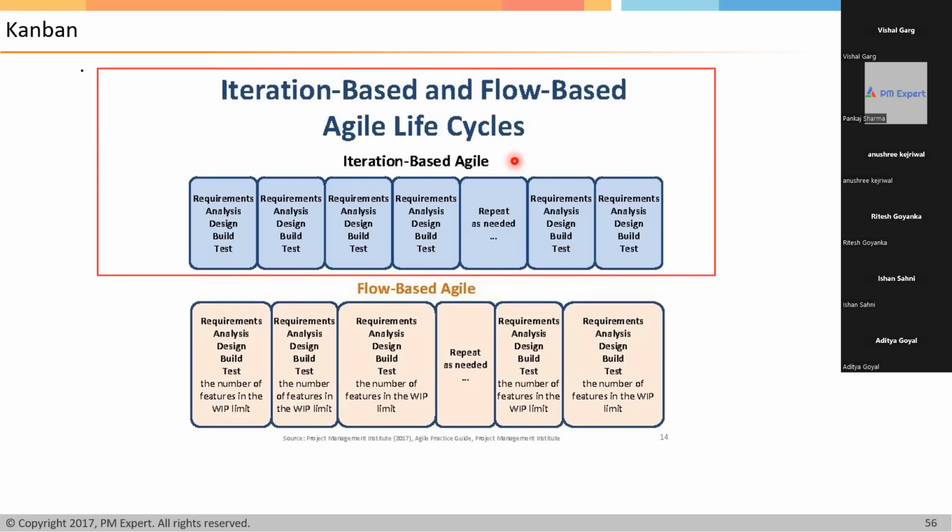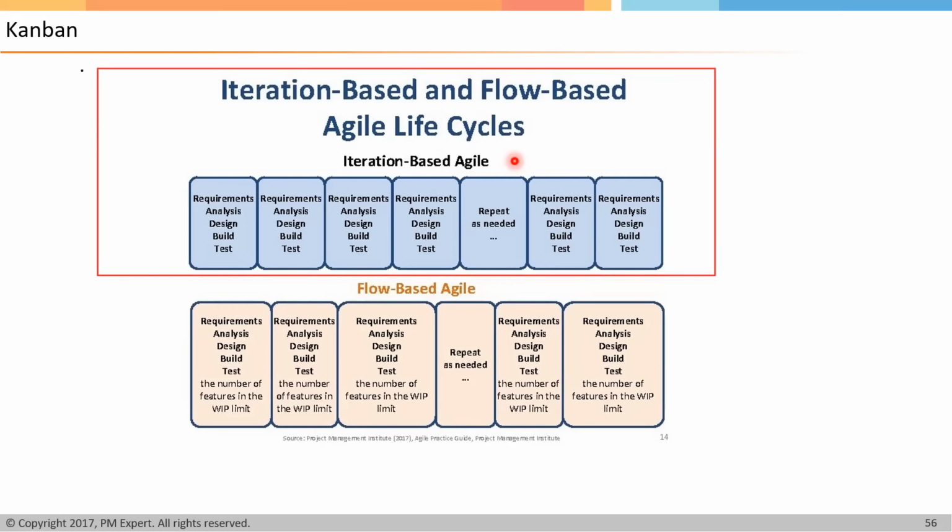Now, when it boils down to new product development or some new project, this works very well. This is called iteration-based Agile, or it is also called Scrumban. When you use Scrum and Kanban together, it is also called Scrumban.